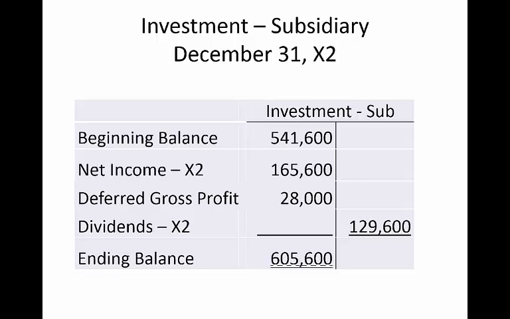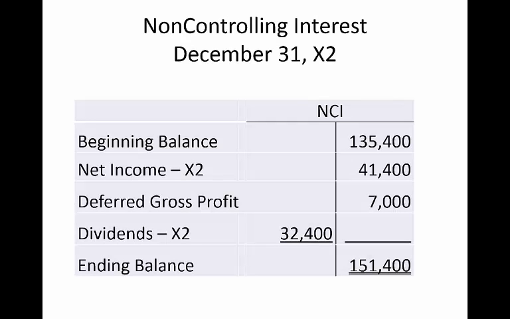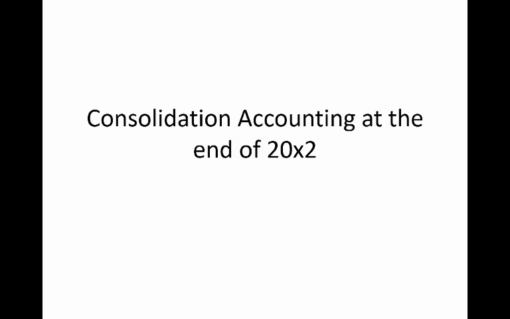And again, we're posting all of our equity method journal entries to the investment sub, just as we're posting all the EJEs to the NCI. All right, what do we do for consolidation?